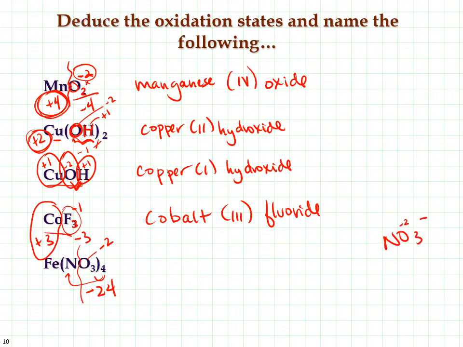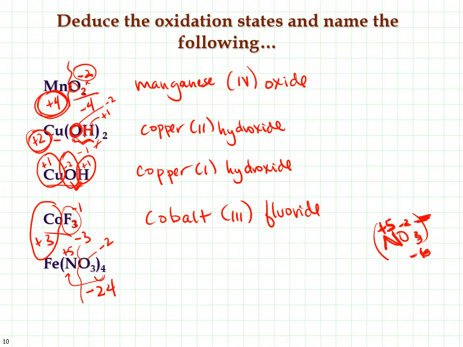Each one of those oxygens is a -2. -2 times 3 is -6. To keep a -1 charge overall, the nitrogen has to be a +5. If nitrogen is +5, then the whole thing has a charge of -1. So my nitrogen here is a +5.